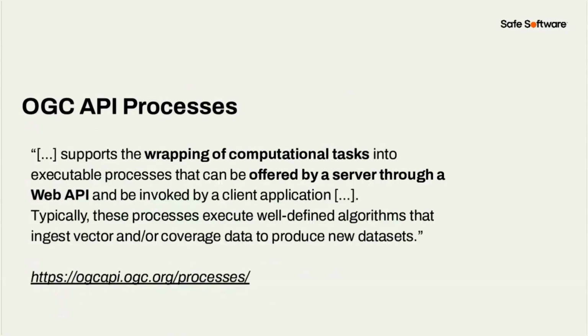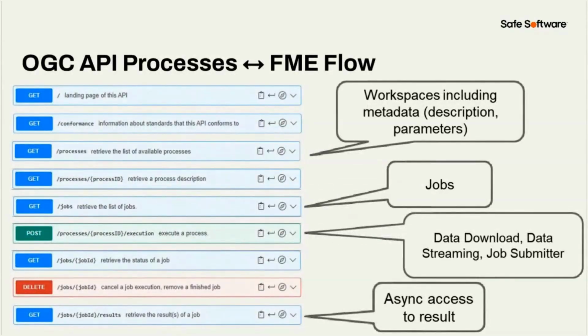So OGC API Processes is about wrapping computational tasks offered by a server through a web API. I don't want to read the full definition here, but basically it's about starting processes online. And I provided a list of all the endpoints that are necessary for an API to comply with the standard. On the left, there are the endpoints provided by this standard. Like you can see, there's a conformance API that just informs about what this API can do. There's a processes endpoint to retrieve all the available processes.